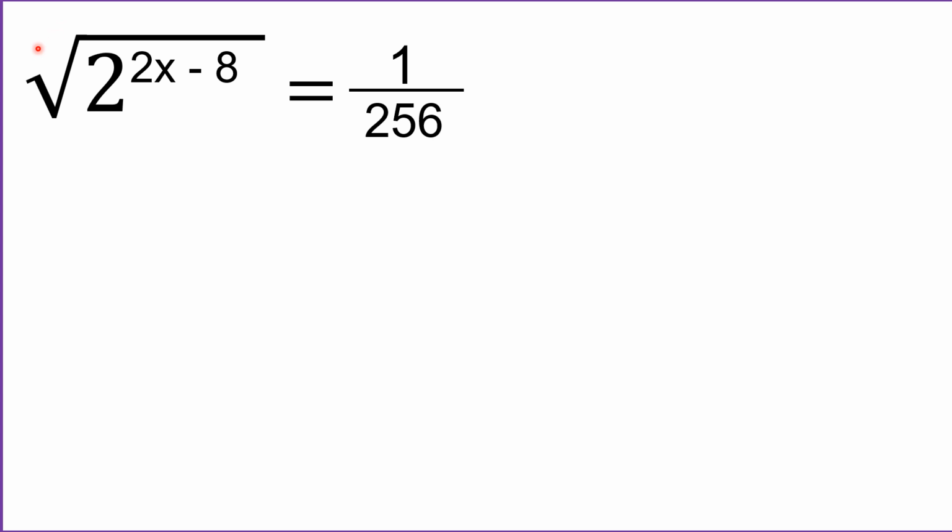First, we are going to simplify the left side of the equal sign, square root of 2 raised to 2x minus 8, applying the rules of exponent and radical. The mth root of a raised to n can be written as a raised to n over m. All you have to do is divide the exponent by the index. So let's go back here.